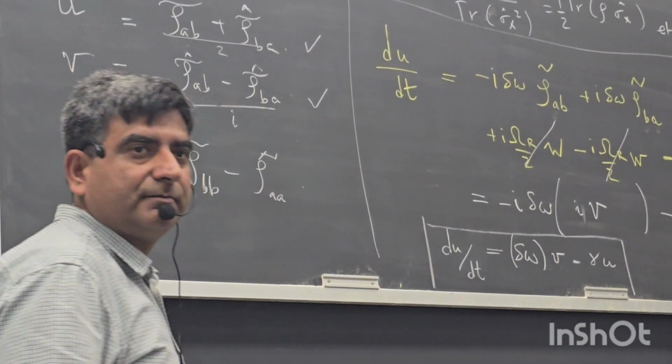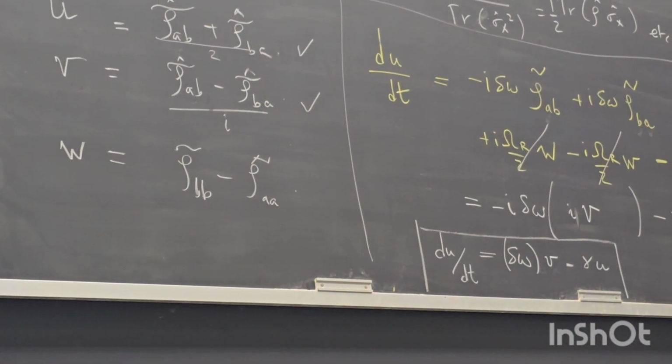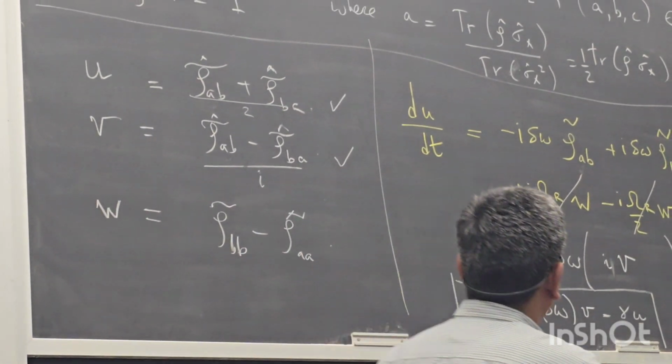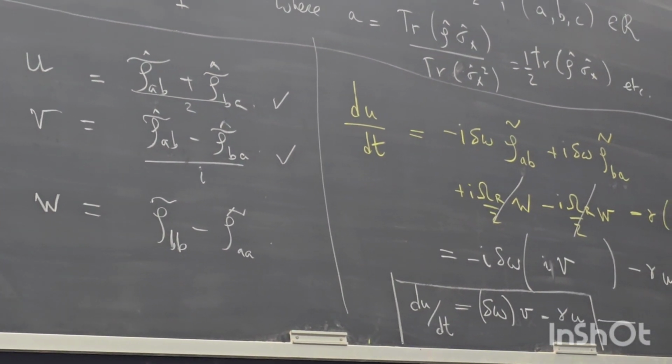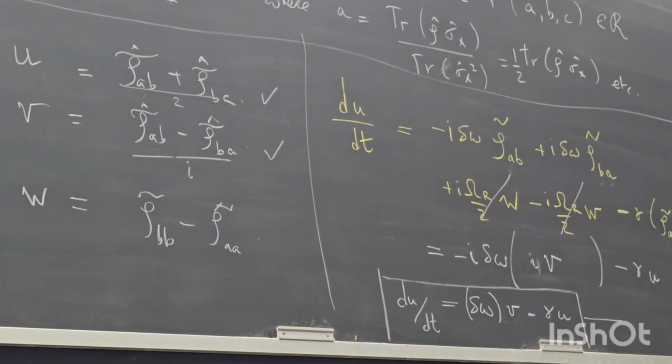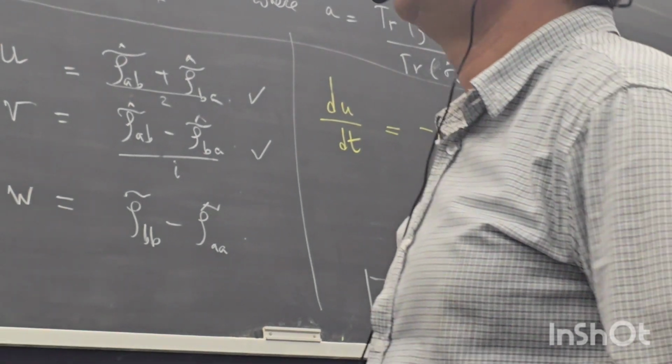This is one equation in U. Let's call this equation number 2, 3, 4.